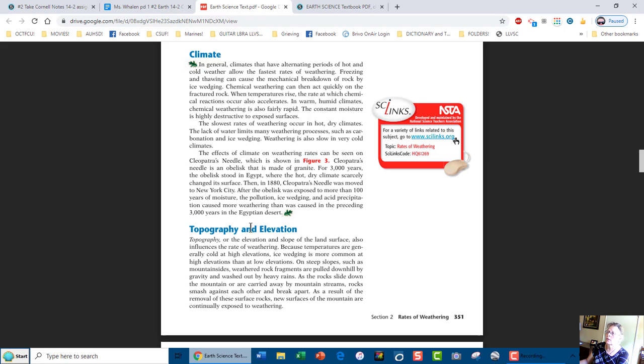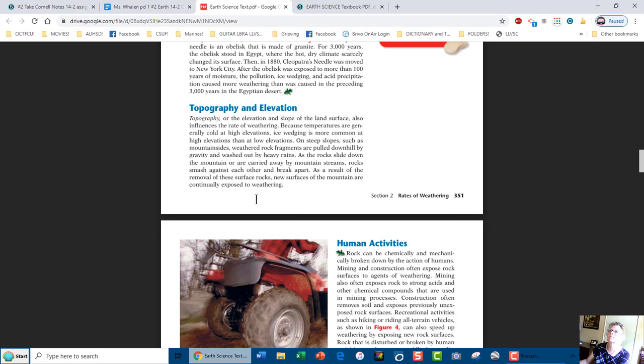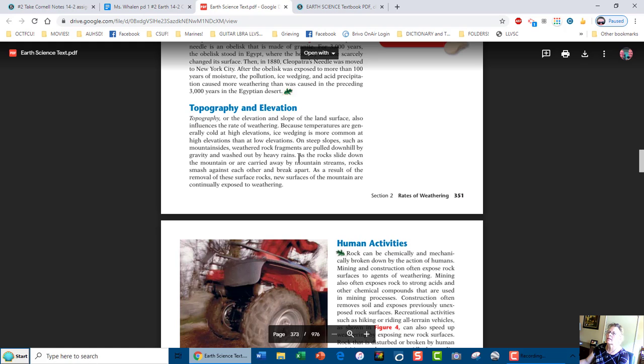Okay, so topography is how you say this word, topography. That's like what the land looks like. Is it hilly? Is it flat? Like if you go to the Great Plains, it's completely flat there versus like the Rocky Mountains. Okay, so that's what this is. We'll write that down.